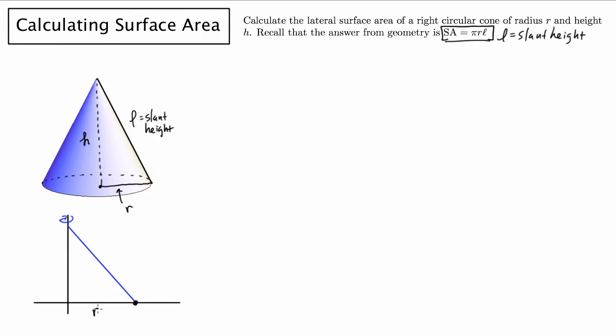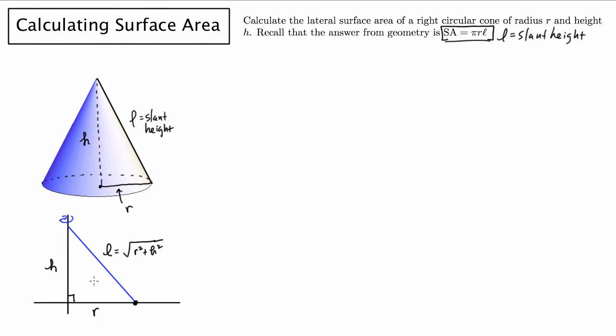I'm going to revolve it around the y-axis. This is the radius r, this is the height h, and this is the slant height. We notice the slant height squared is nothing more than r squared plus h squared, because this is a right circular cone and therefore that is a right triangle. We're going to use that to our advantage here in a second.